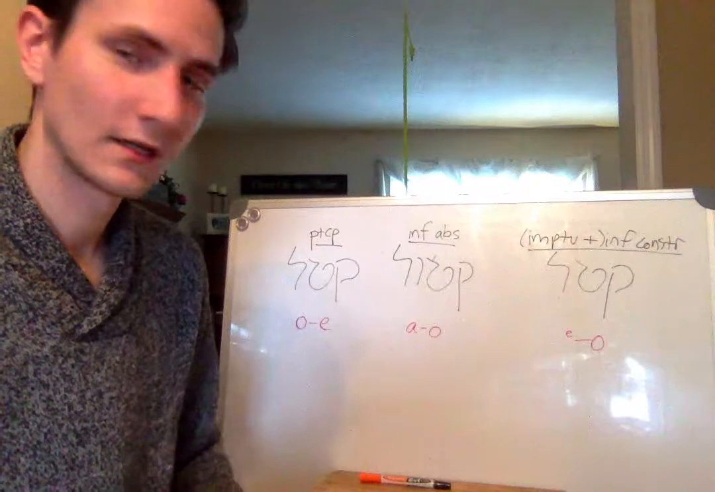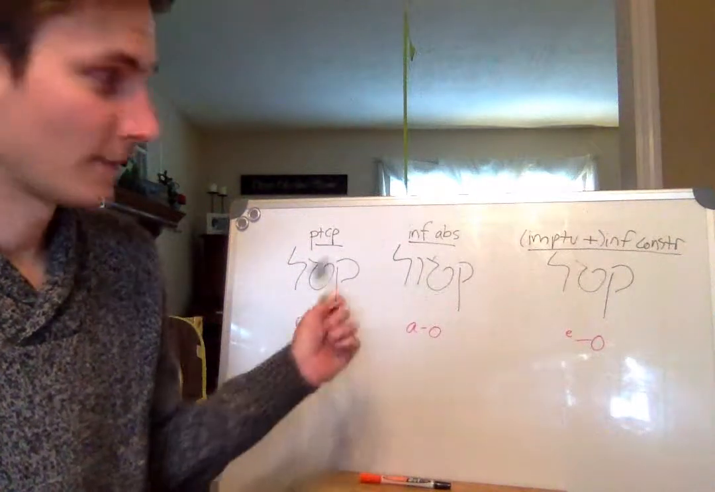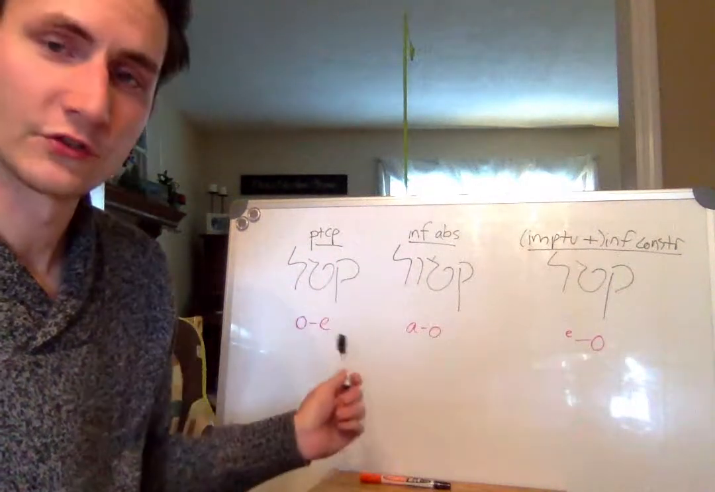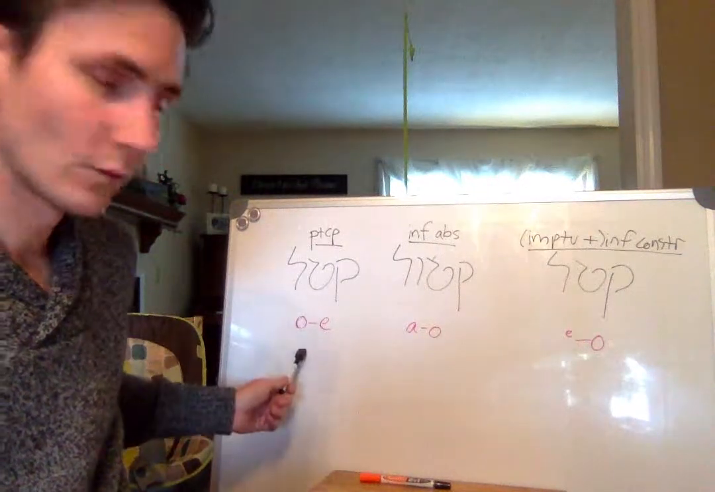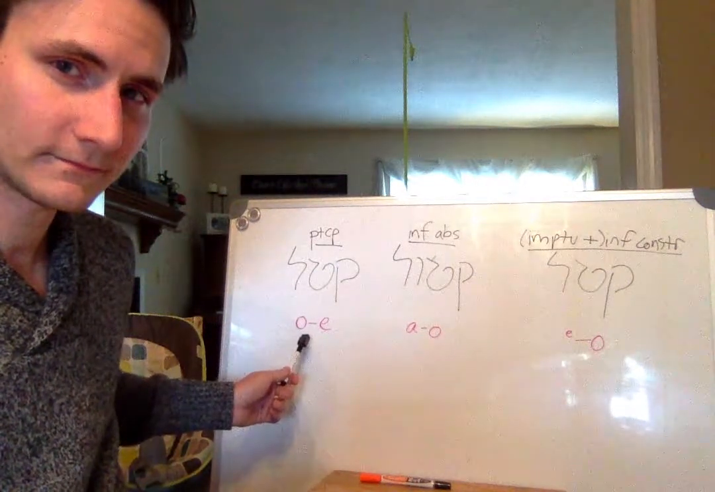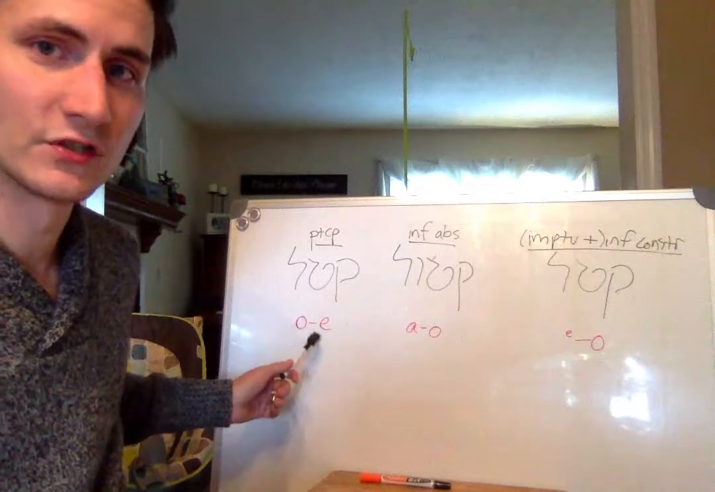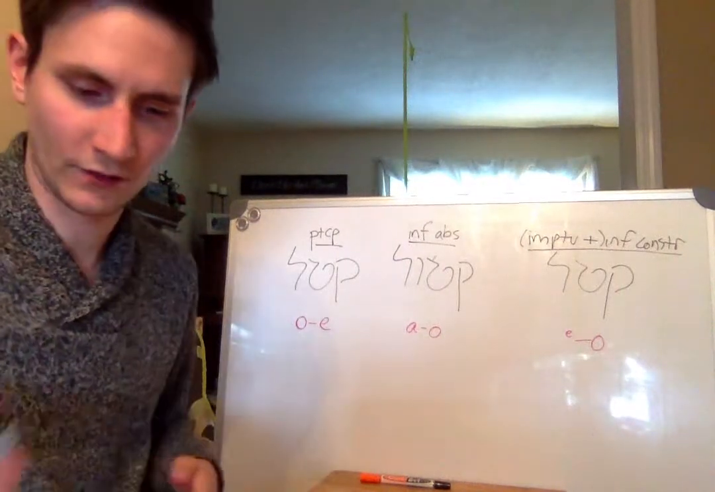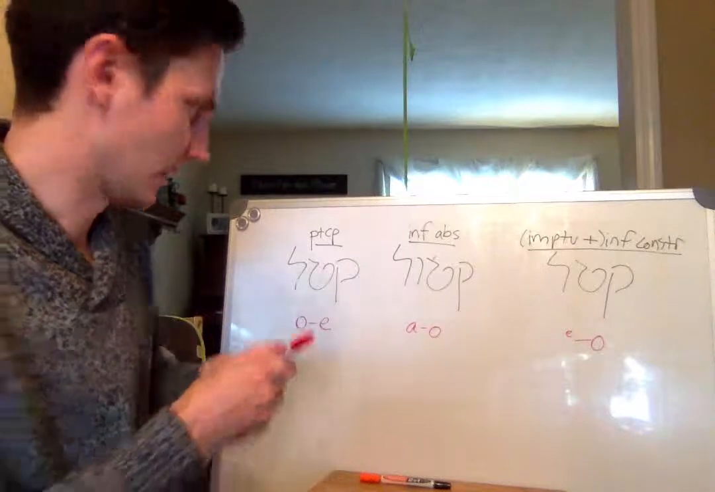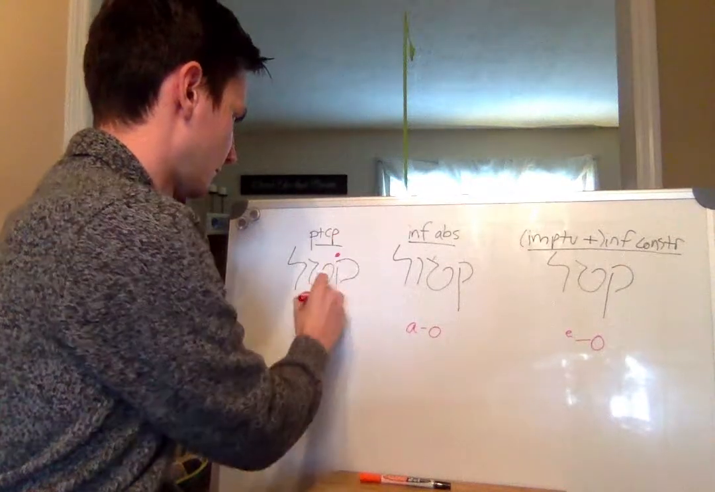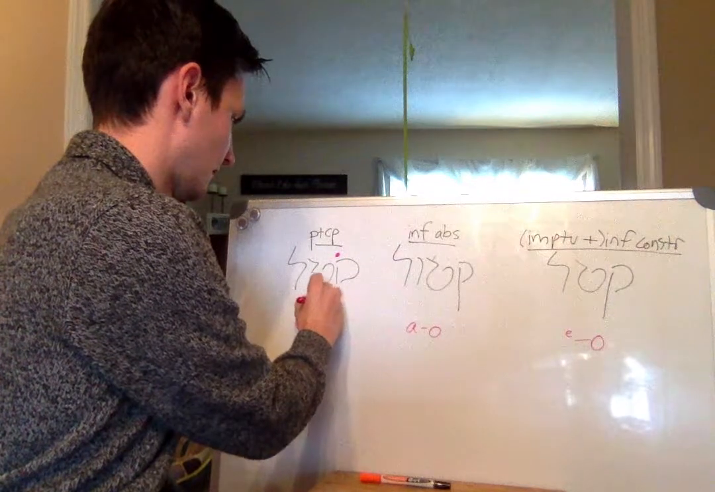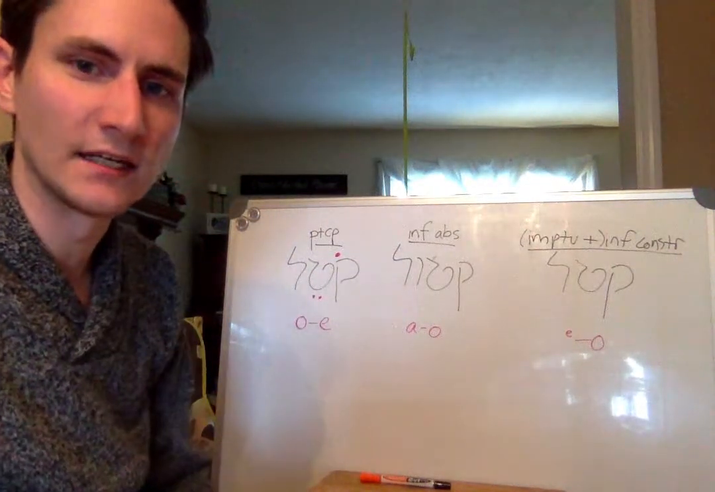Okay? Let's review some of the patterns that are related to the construct. That would be the participle. What's the pattern for the participle? The pattern for the participle is O-A. Okay? What would that be then? It's a short O and a long E. Okay?